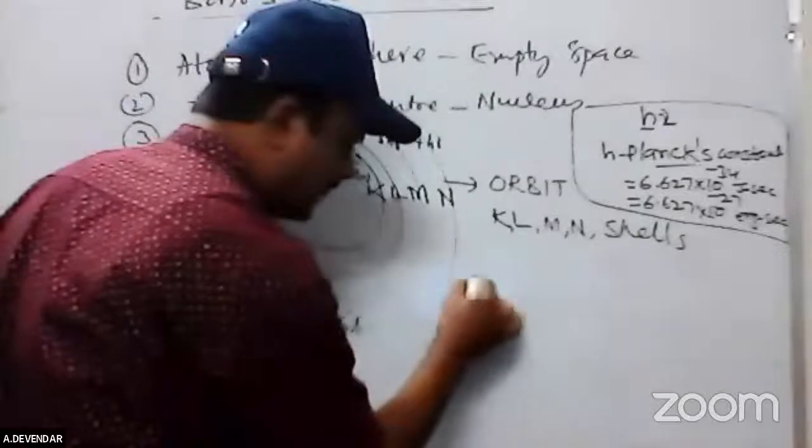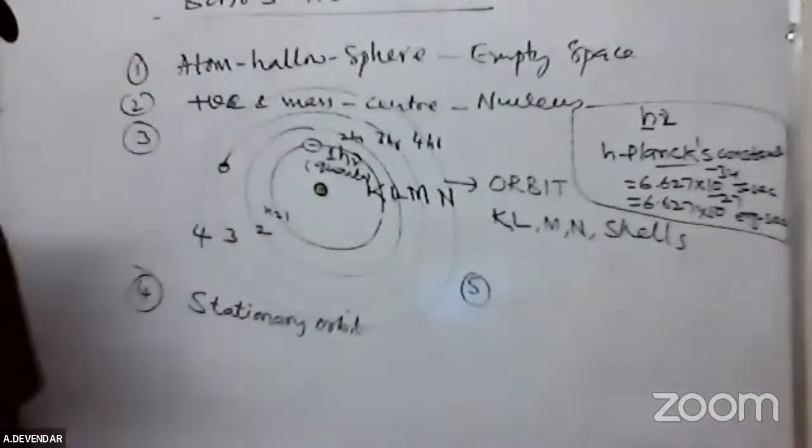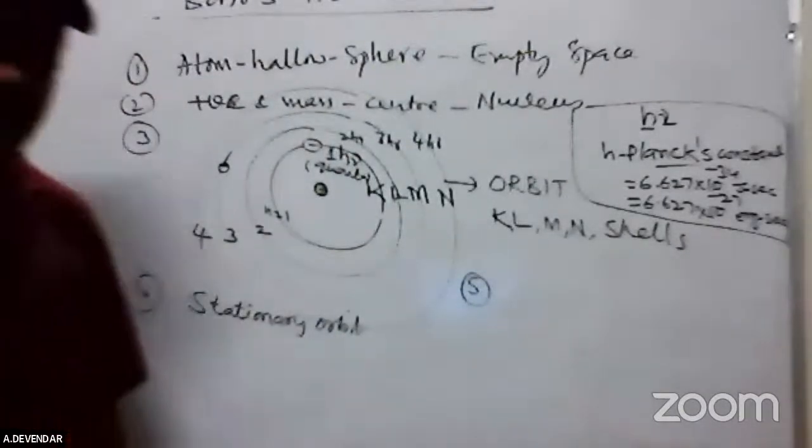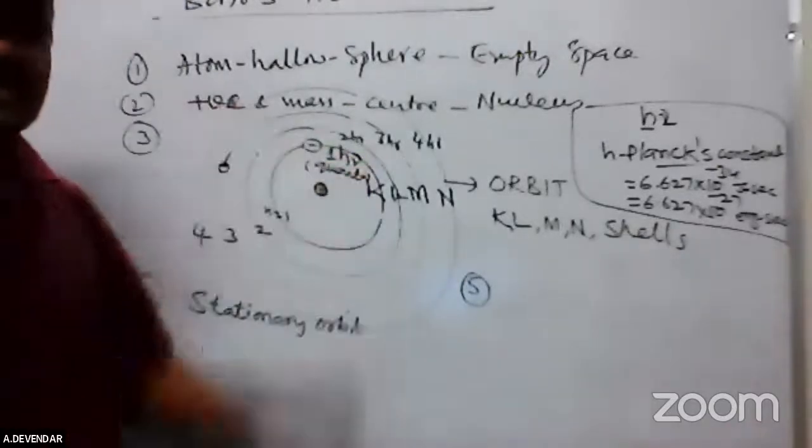Suppose, the fifth point is given as, suppose the electron gains energy. What happens? Already it has its own energy.